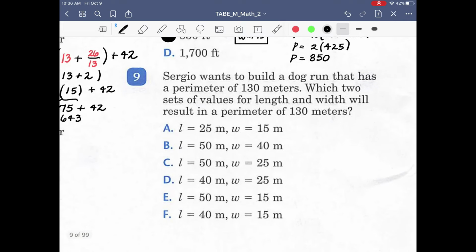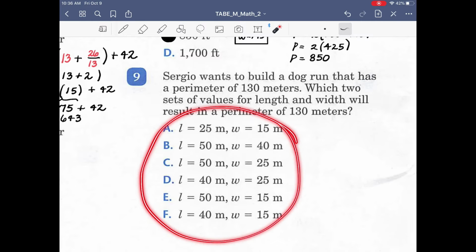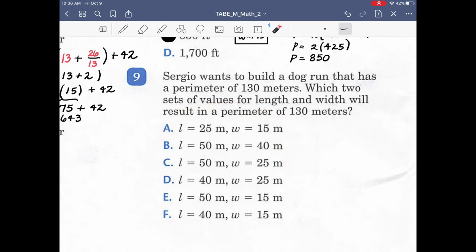Number 9. Sergio wants to build a dog run that has a perimeter of 130 meters. Which two sets of values for length and width will result in a perimeter of 130 meters? Now, I'm not going to draw a variable box this time because I would have to draw 6 of them. The variables are changing in every choice, so I'm not going to do that. I am going to set up my formula right out here.